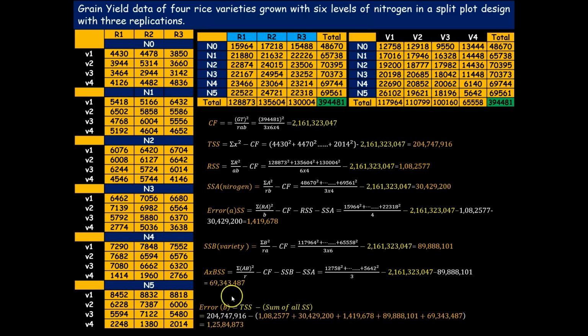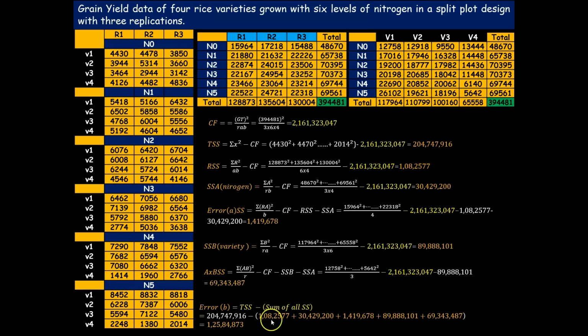Then the error, the subplot error, because there are two errors involved, is simply the total sum of squares minus the sum of all the other sums of squares. So we will use only the total sum of squares, then deduct the values of all these, but we need to add all these values.